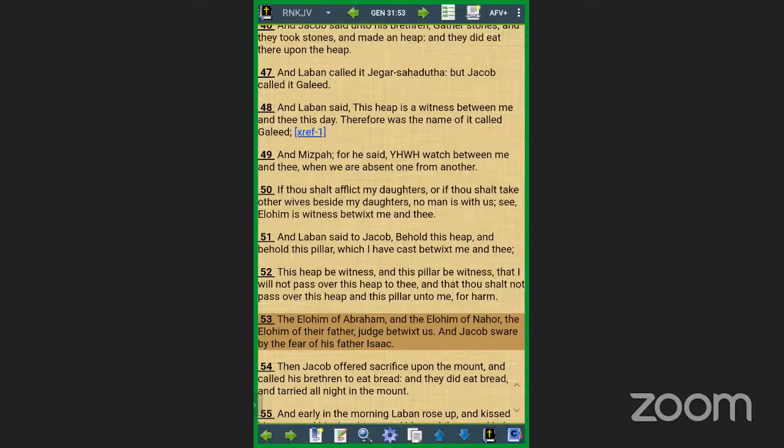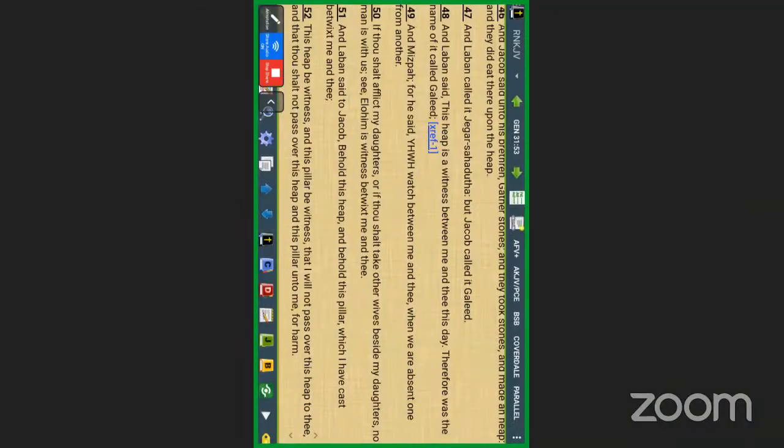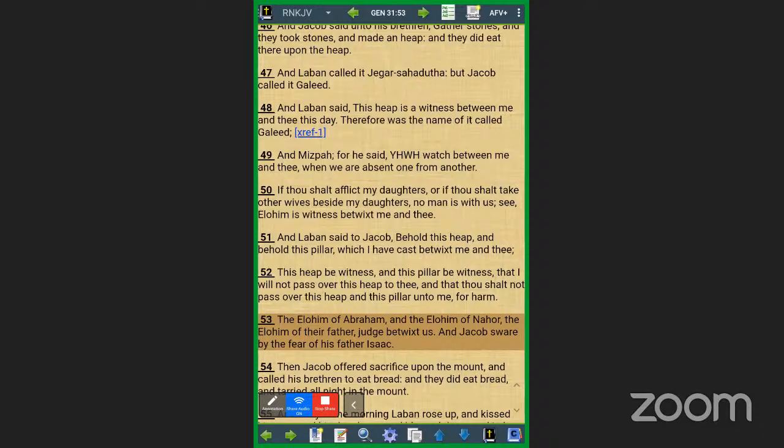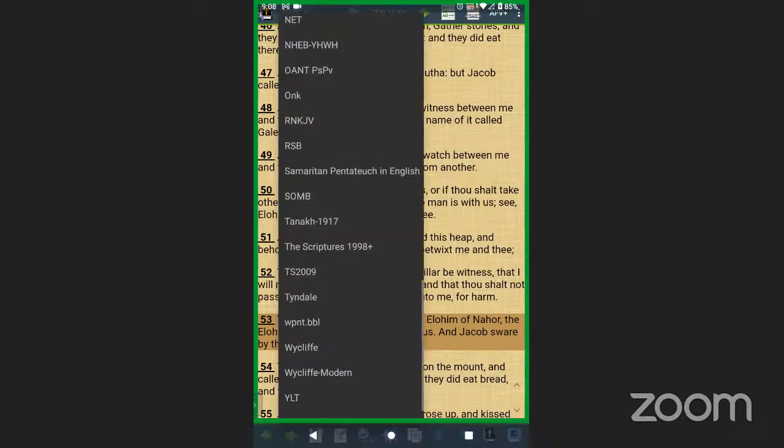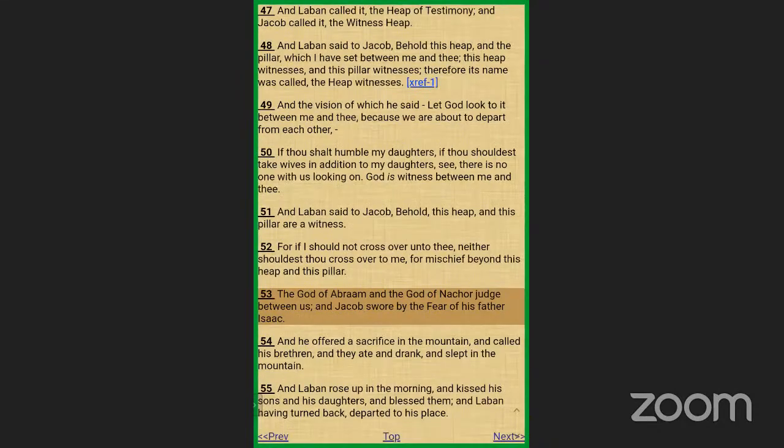Again, it's like a statement being added there after it's already stated in a way, because he's already saying who is the Elohim of Abraham, he's the Elohim of Nahor. Obviously, those are their ancestors, so those are their fathers. He doesn't need to reiterate it. So that's where the Masoretic text is adding that there, where the Septuagint will just say the Elohim of Abraham, the Elohim of Nahor judge between us, and Jacob swore by the fear of his father Isaac.